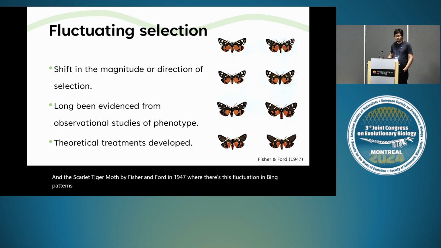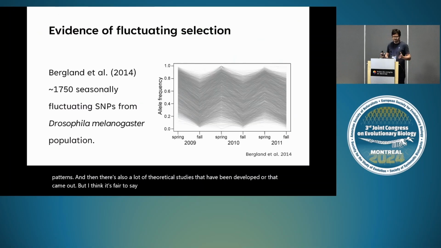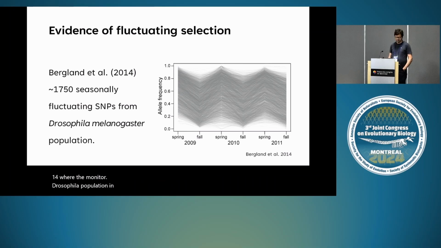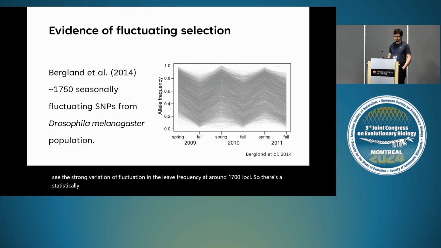And then there are also a lot of theoretical studies that came out. But I think it's fair to say that the whole landscape has changed dramatically with the study by Bergland et al. in 2014, where they monitored a Drosophila population in Pennsylvania. They looked at population genetic data over time, and they saw strong fluctuation in allele frequency at around 1,700 loci. So there are statistically significant fluctuations in allele frequency in this population over 3 years.